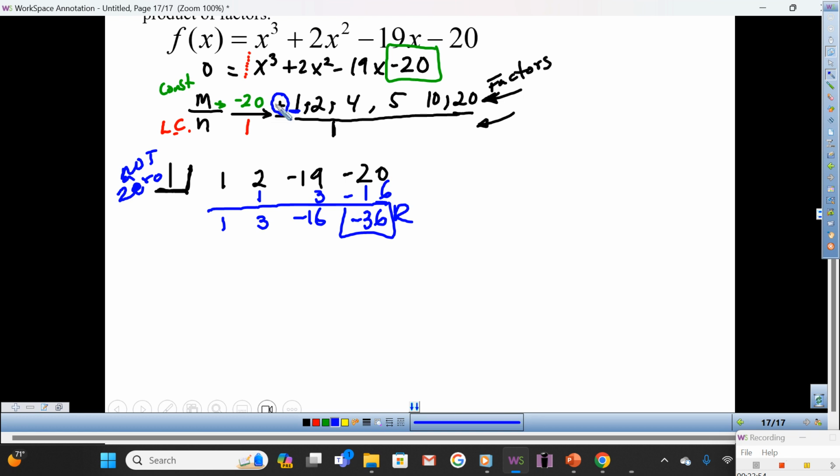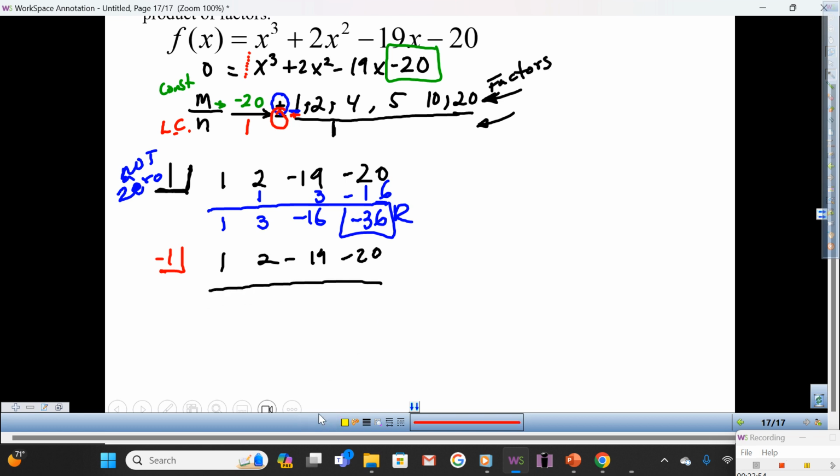So, we did positive 1. What would be the next one? -1. So I'm going to write -1. And let's do the process one more time with these numbers again. 1, 2, -19, -20. I'm going to do that in red.